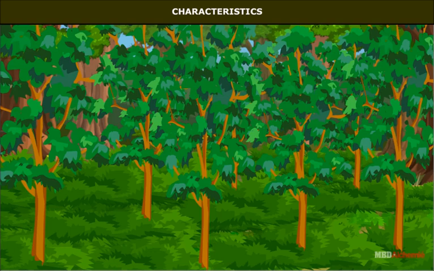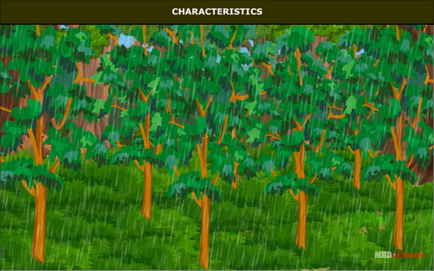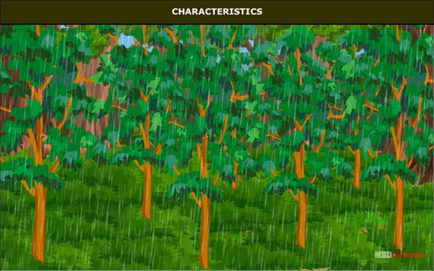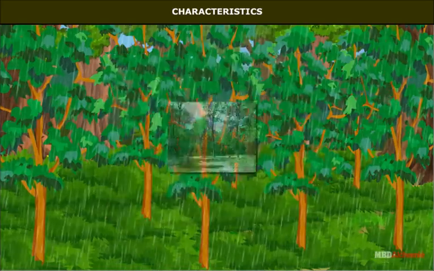Characteristics. Trees can grow to heights of 40 to 50 meters or more. At the ground layer, there are many types of herbs, creepers, and climbers. There are no marked seasonal changes, so the trees do not shed their leaves in any particular season. The vegetation is mostly of the evergreen type. Commercially useful, broad-leaved trees include mahogany, ebony, rubber, rosewood, and ironwood.